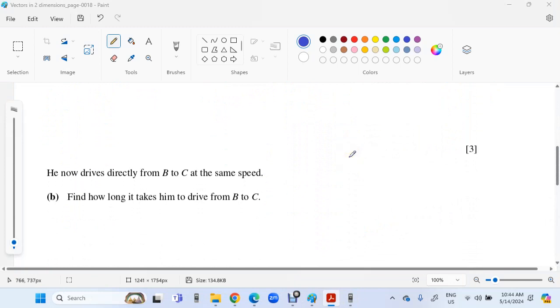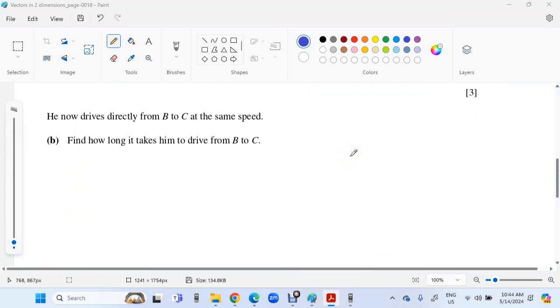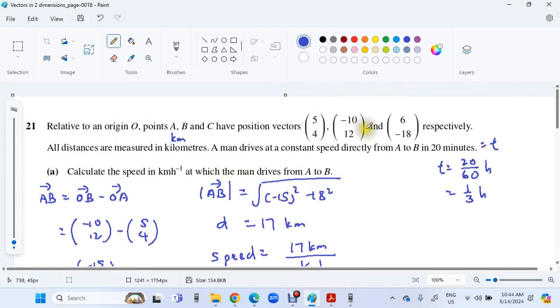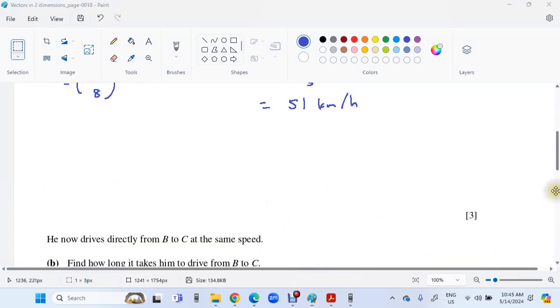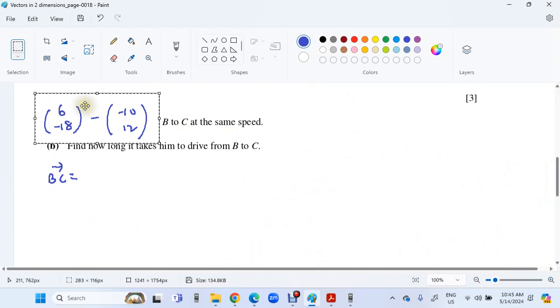Next, he now drives directly from B to C at the same speed. Find how long it takes him to drive from B to C. So for B to C, we find the vector BC. Vector BC will be OC minus OB: 6, negative 18, minus the negative 10, 12. Then this will be the vector BC.